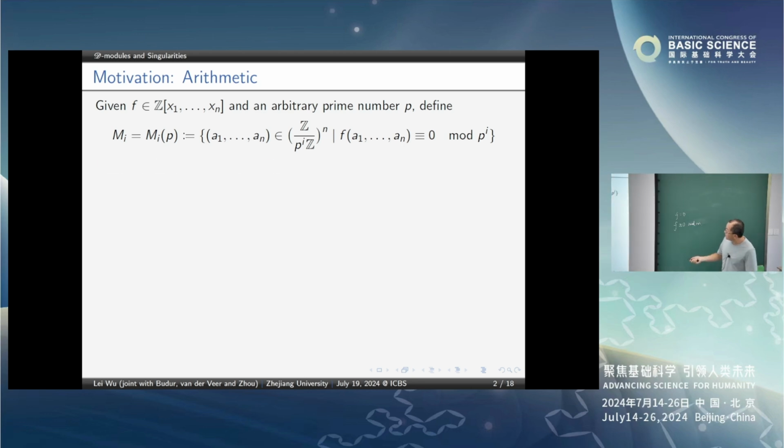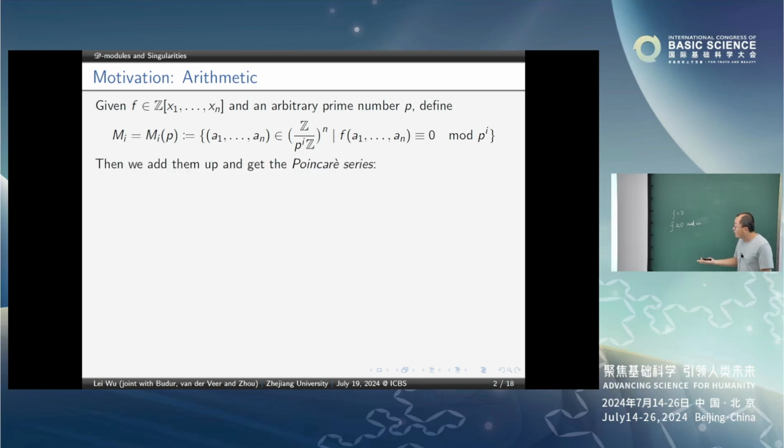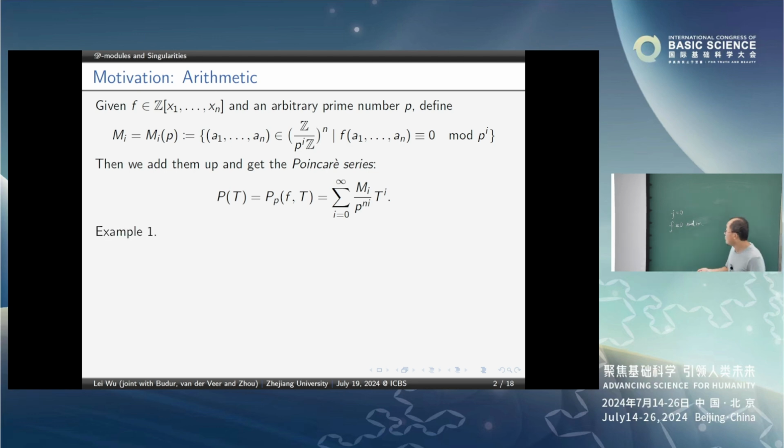And then we want to add them up and get the Poincare series, which is just adding these with an indeterminate variable t, and this is called the Poincare series. Now let's look at some examples.